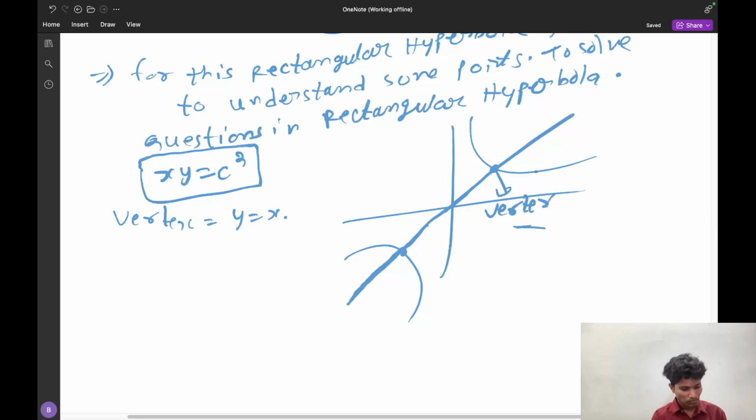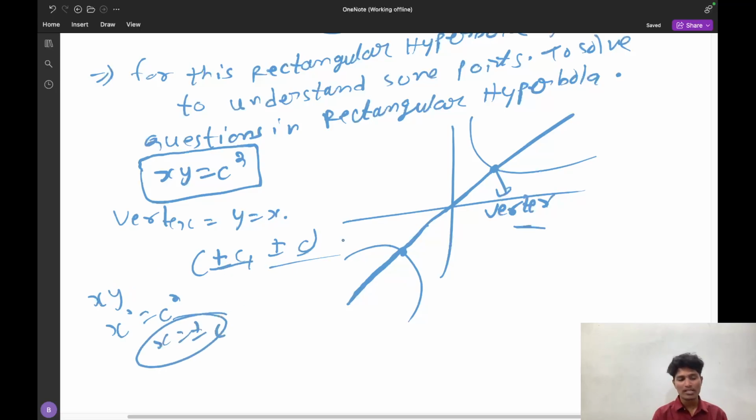And now, this vertex point can be plus or minus c comma plus or minus c. Yes, because xy is equal to c square, we have to represent the point as plus or minus c comma plus or minus c. Why did we get it like this? Because on the line y equal to x, it is x square is equal to c square. So x is equal to plus or minus c. That is the reason we have taken plus or minus c comma plus or minus c, because x and y are equal.